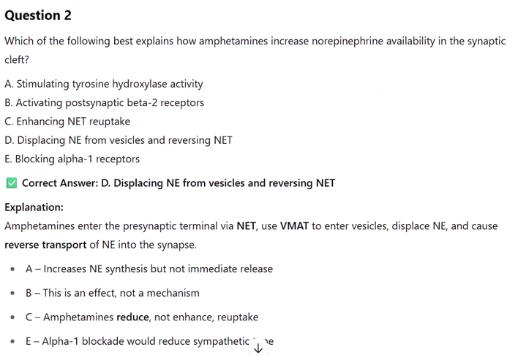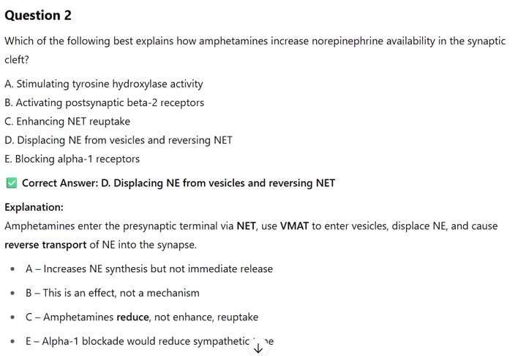Question 2. Which of the following best explains how amphetamines increase norepinephrine availability in the synaptic cleft? A. Stimulating tyrosine hydroxylase activity. B. Activating postsynaptic beta-2 receptors. C. Enhancing NET reuptake. D. Displacing NE from vesicles and reversing NET. E. Blocking alpha-1 receptors. The correct answer is D, displacing NE from vesicles and reversing NET.